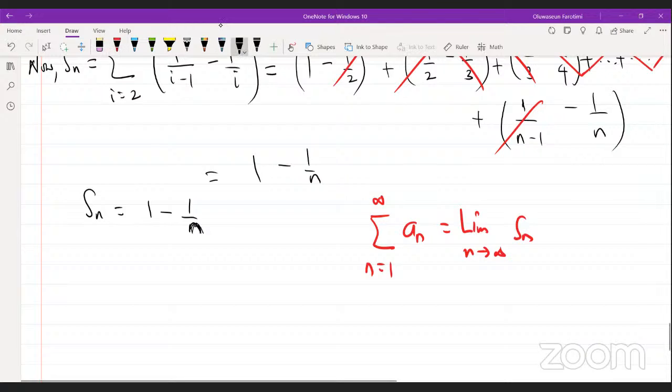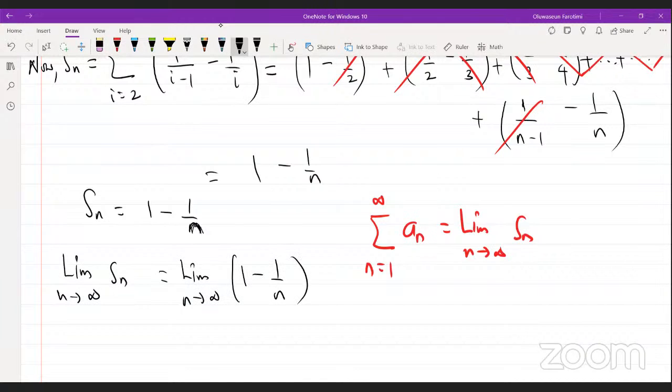So now what am I left to do? I need to finally take the limit, right? So the limit as n goes large of the Sn, what's it going to be? Limit as n goes large of 1 minus 1 over n. So what happens? What's this limit? You just get a 1. And if you get a value such as 1, what's your conclusion going to be? It converges, okay? Convergence.